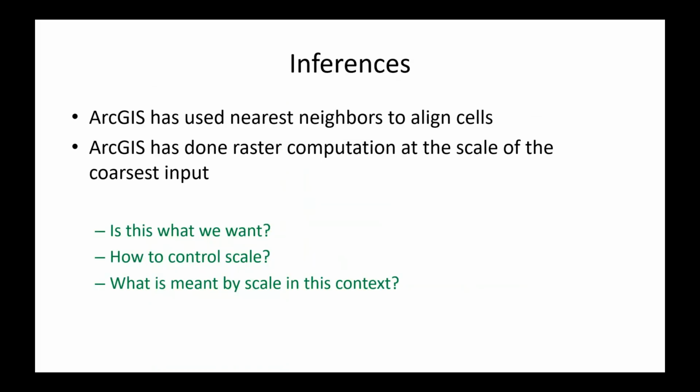ArcGIS has used nearest neighbors to align the grid cells. It's done the raster computation at the scale of the coarsest grid. Is that what you want? What if you actually wanted the calculations at a finer scale?